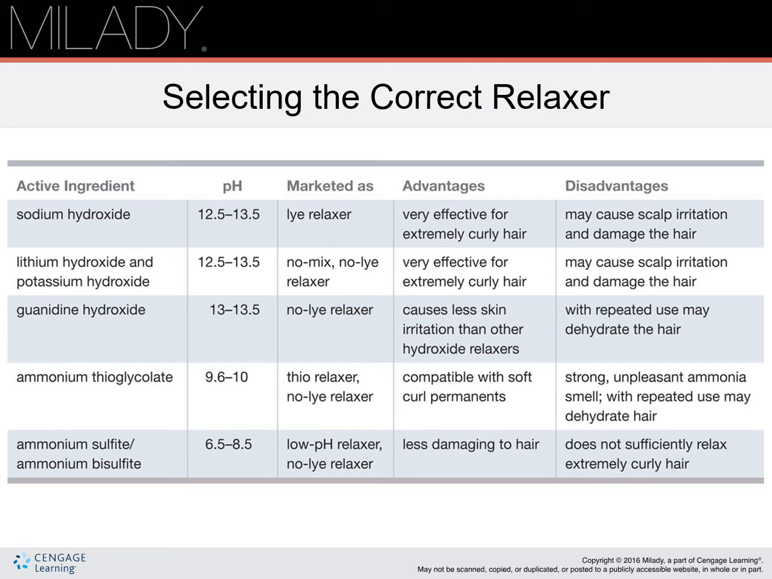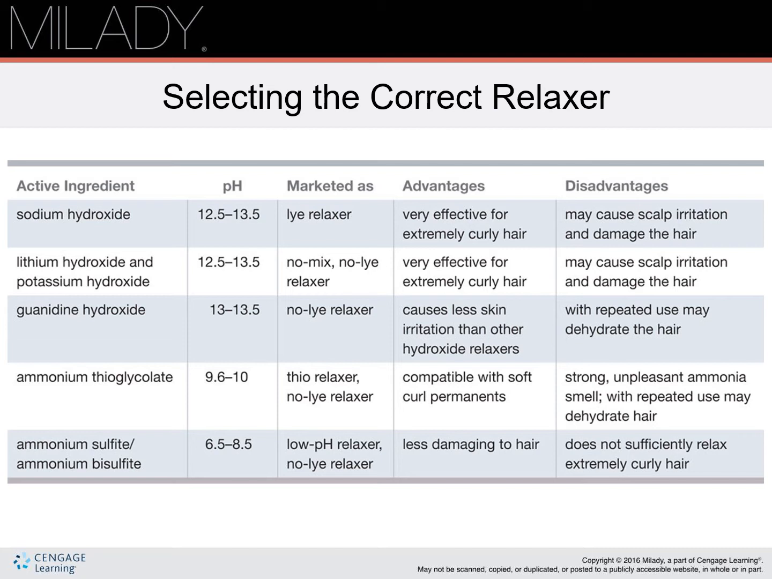A lithium hydroxide and potassium hydroxide relaxer has a pH of 12.5 to 13.5. It is a no-mix, no-lye relaxer. It is very effective for extremely curly hair. It may cause scalp irritation and damage on the hair. A guanidine hydroxide, pH of 13 to 13.5, really high. It is a no-lye relaxer. It causes less skin irritation than other hydroxide relaxers, and with repeated use, it may dehydrate the hair.